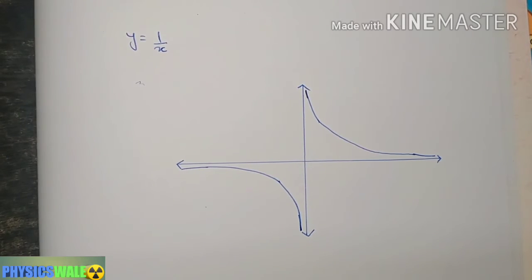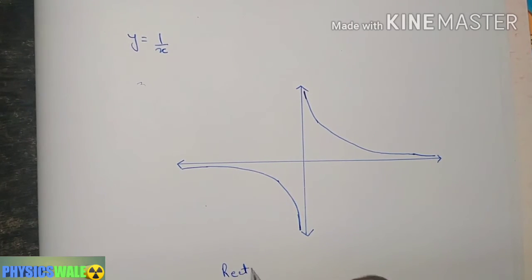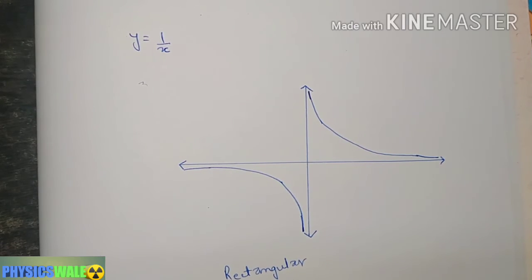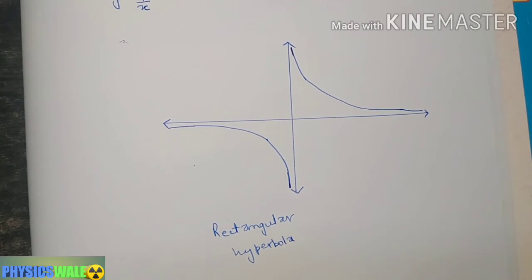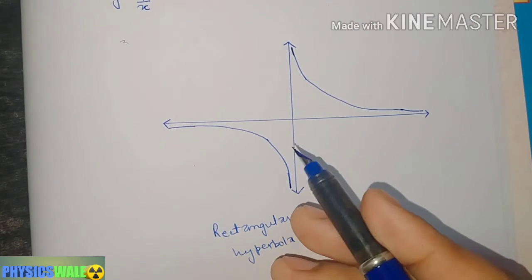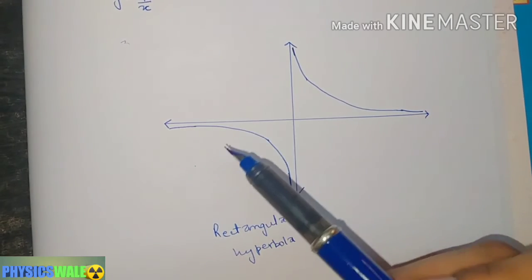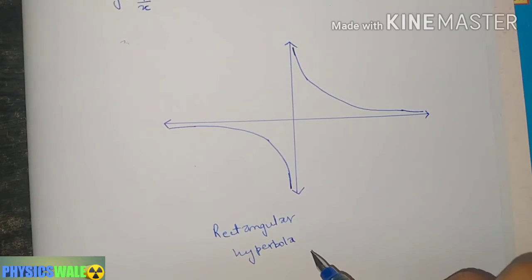This curve is known as a rectangular hyperbola. We encounter rectangular hyperbolas in physics when we study Boyle's law, that is, the relationship between pressure and volume of a gas. We see that there is a similar relationship between P and V, and when we plot the graph of P and V, it is a rectangular hyperbola.